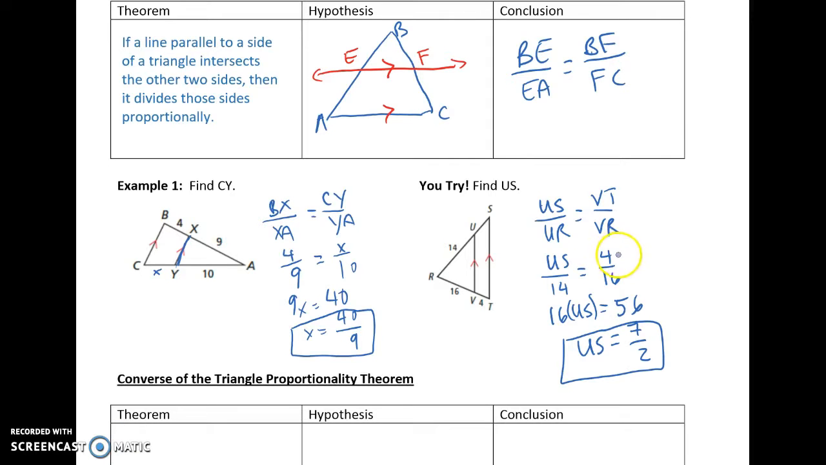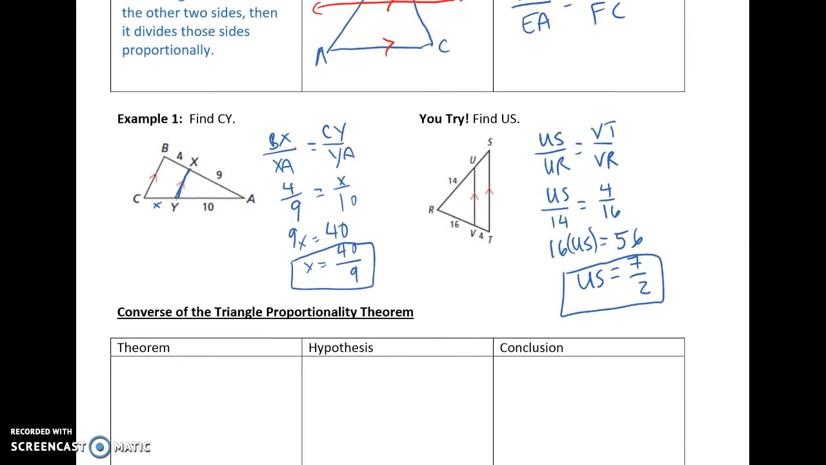One thing I want to note, this 4 over 16, I went with it the way it is, but you could have also reduced this 4 over 16 to 1 over 4 to make your life a little bit easier with your math work. All right, so that's our first theorem.